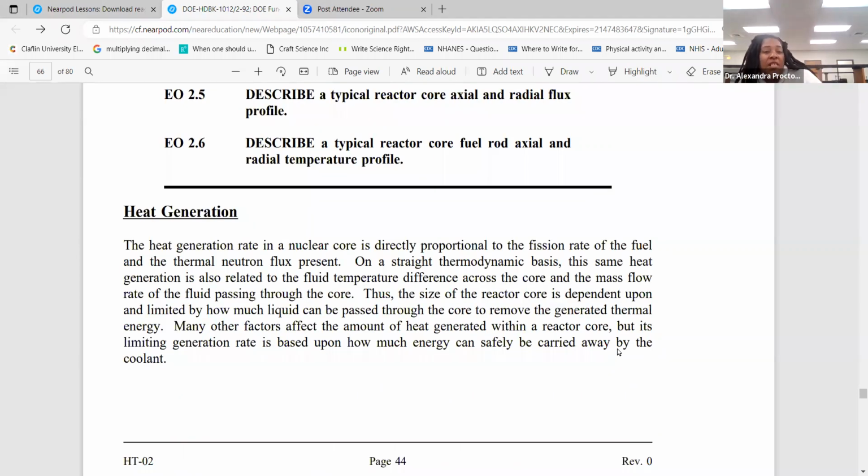So heat generation in a nuclear core is directly proportional to the fission rate of the fuel and the thermal neutron flux present. On a straight thermodynamic basis, this same heat generation is related to the fluid temperature rise across the core and the mass flow rate of the fluid passing through the core. Thus, the size of the reactor core is dependent upon and limited by how much liquid can be passed through the core to remove the generated thermal energy.